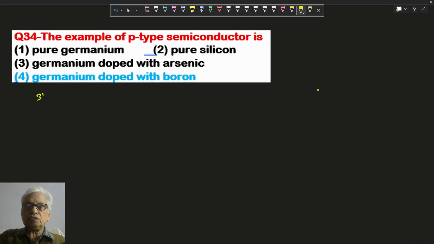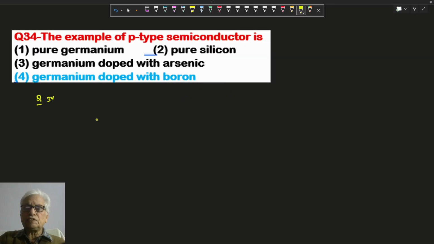In this question, a pure silicon semiconductor is doped with boron. This is a pentavalent impurity atom. Pentavalent impurity atom, donor atom, it donates the electrons.